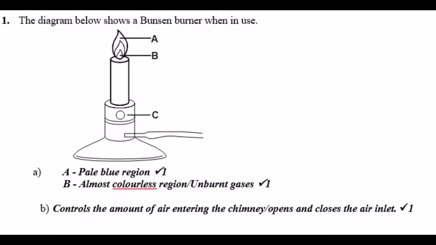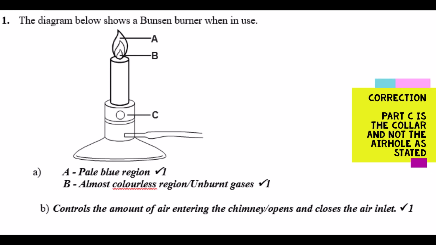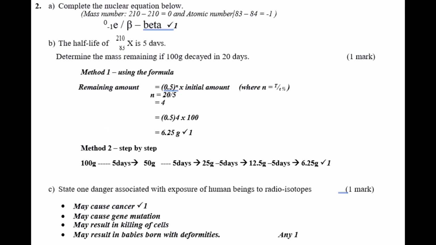Good. Question 1 was a question on the Bunsen burner, the part labeled A. This is a non-luminous flame, so the part labeled A, the outermost part, is the pale blue zone. Part B is the almost colorless zone, which is also called the unburnt gases. Question B, the function of part C, that's the air hole. The function of the air hole is to control the amount of air entering the chimney, so it closes and opens the air hole.